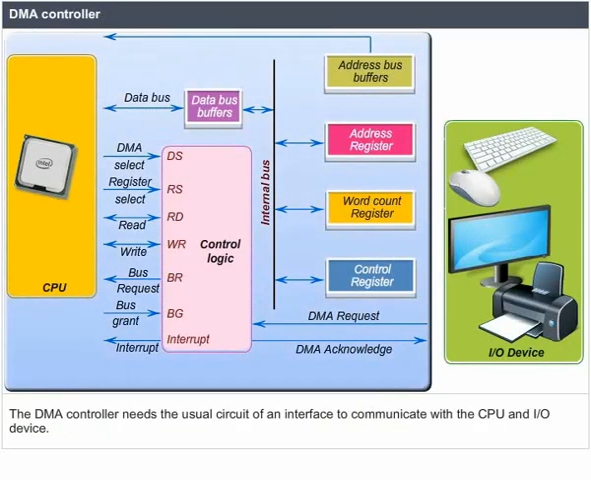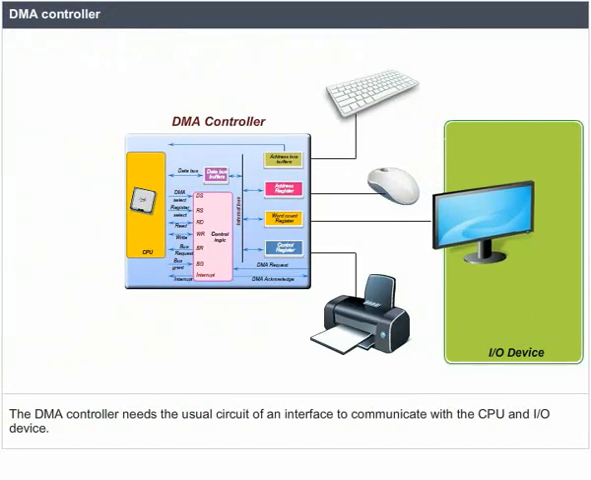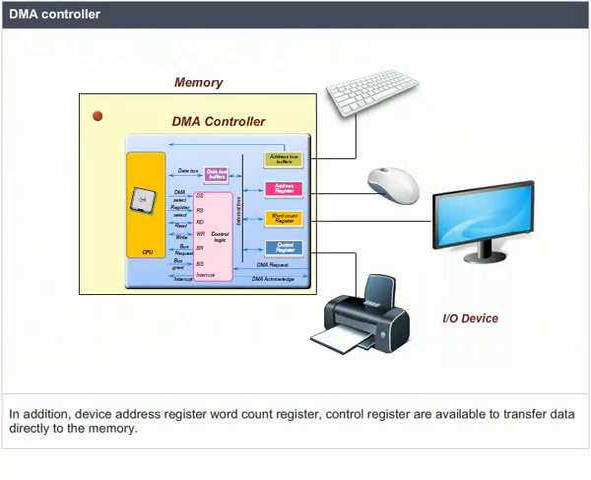DMA controller. The DMA controller needs the usual circuit of an interface to communicate with the CPU and input-output device. In addition, device address register, word count register, control register are available to transfer data directly to the memory.